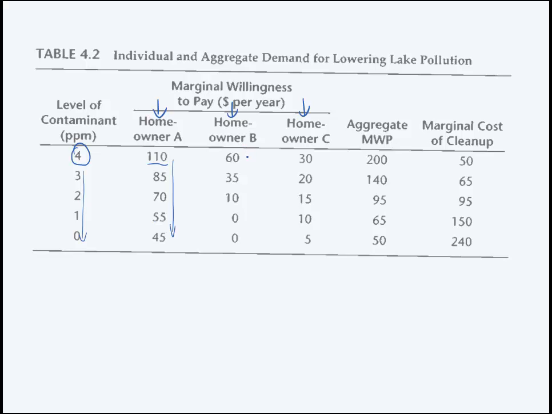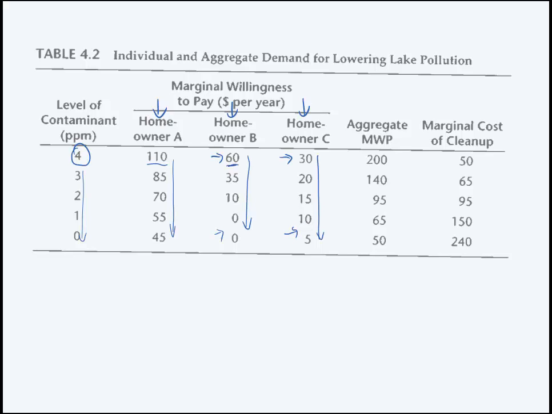So it's the same for everybody. Initially, when the lake is really polluted, they're willing to pay a lot to clean it up. And as the lake's quality increases, their willingness to pay decreases. So here as well, initially a high willingness to pay to clean it up, and then as the river gets cleaner, a lower willingness to pay to clean it up.